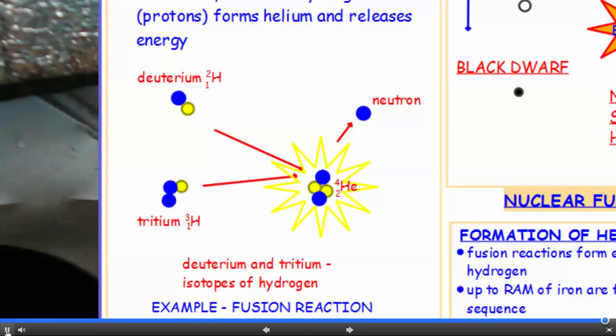So here's an example of a fusion reaction. Deuterium and tritium, both of these are isotopes of hydrogen, fuse to form a helium nucleus, and one neutron is emitted.